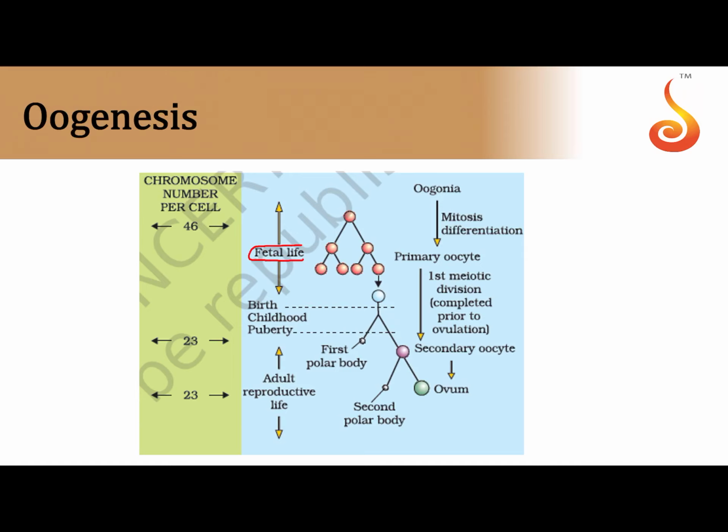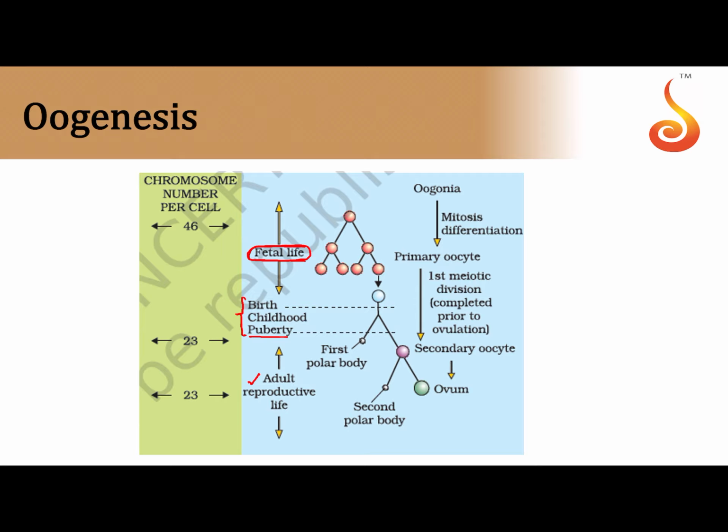A part of oogenesis happens even before the girl child is born, that is in the ovary of the fetus itself. A part of it happens between birth and the time the child attains puberty, and the remaining starts at the time of puberty and continues throughout the adult reproductive life. So, what happens during the fetal life?